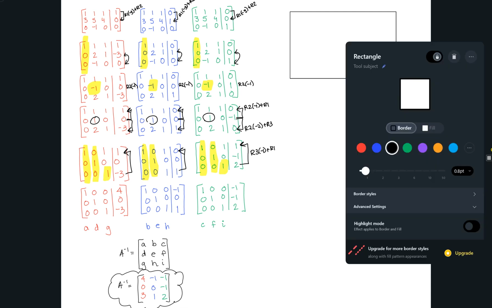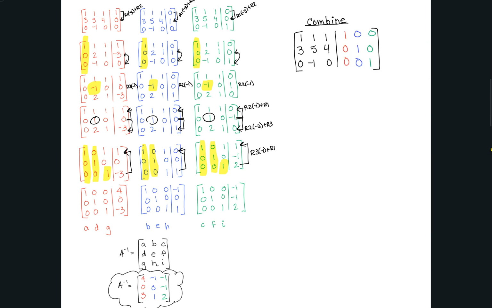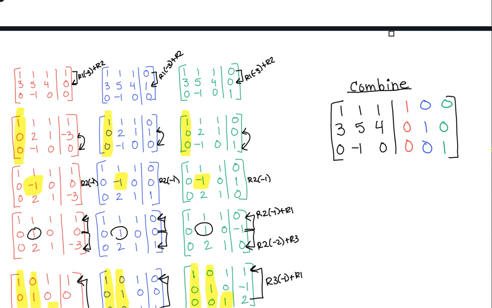But what we noticed is that every single operation for every step was the same on all 3 of the systems. So rather than having to do them separately, we're going to write them together as one augmented matrix, and then we're going to be able to just do the operations on one augmented matrix. So I can combine them like this. I'm going to zoom in now to go back to the first step.